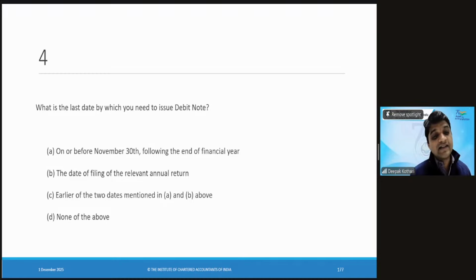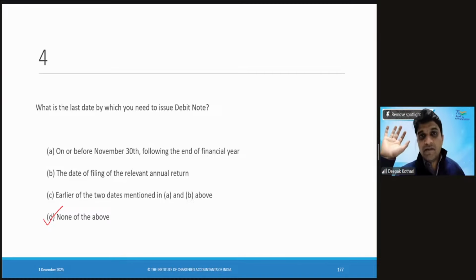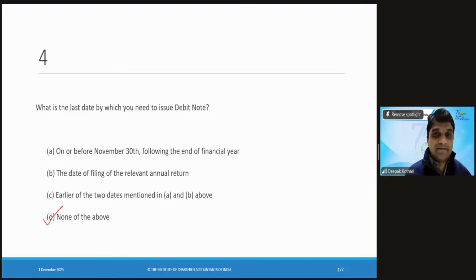The answer is D. Because for a credit note, in the previous question, what you had seen, there is a time limit for credit note. But for a debit note, there is no time limit because debit note means your value is increasing, right? And the supplier can give a debit note any point of time. Government is ready to take taxes any point of time. But for credit note, they have to reduce the tax. So for a credit note, there is a time limit. For a debit note, there is no time limit.